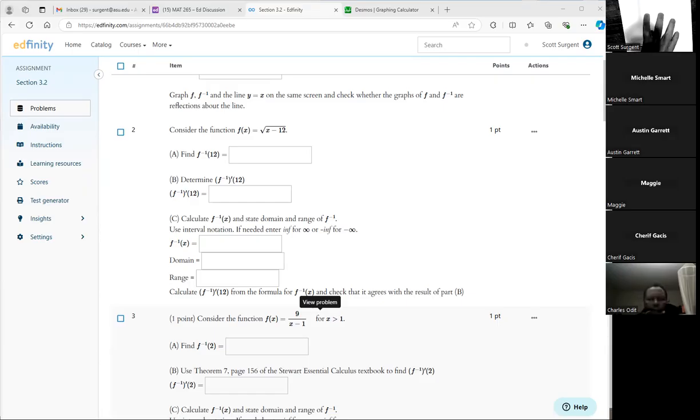So the function you're given is f of x equals square root of x minus 12. You're asked to find a few things: f inverse of 12. You're asked to find the derivative of the inverse at 12. And then you're asked to find some information about the general inverse function, its domain and range and all that goody stuff. You know what? This is another case where I think sometimes the explanation gets confusing. I'm going to show you something kind of cool here.